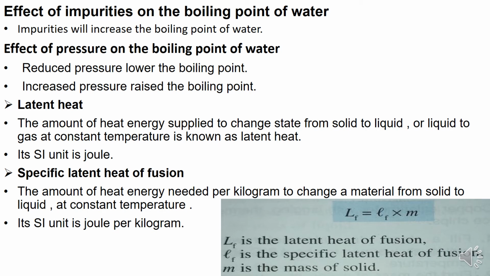If you want, you can write this equation in terms of specific latent heat of fusion: small lf equal to capital LF divided by m. Otherwise, specific latent heat of fusion equals energy divided by mass. What is the energy here? The latent heat of fusion, the energy supplied for that.